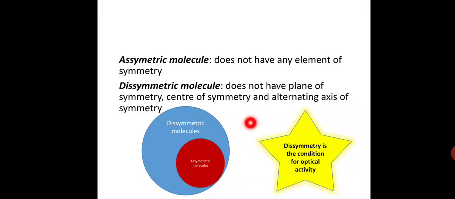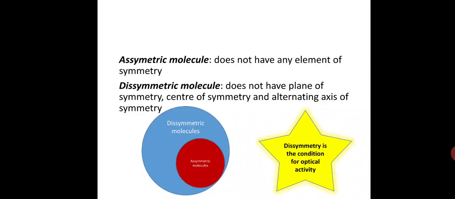So in the case of symmetry, you can say dissymmetry is the basic condition for optical activity. If you look into a molecule and analyze whether that molecule is dissymmetric or not, you can say whether that molecule is optically active or not. So using symmetry also you can say whether the molecule is optically active.